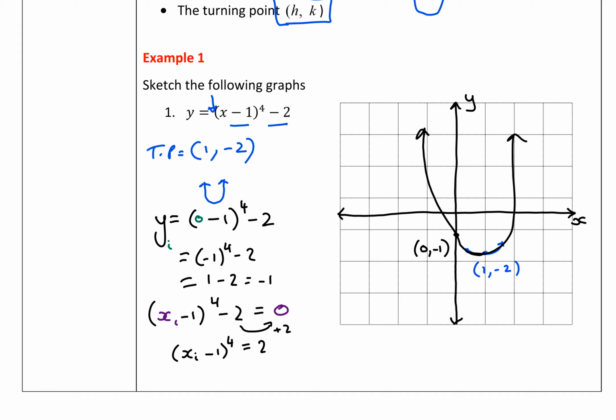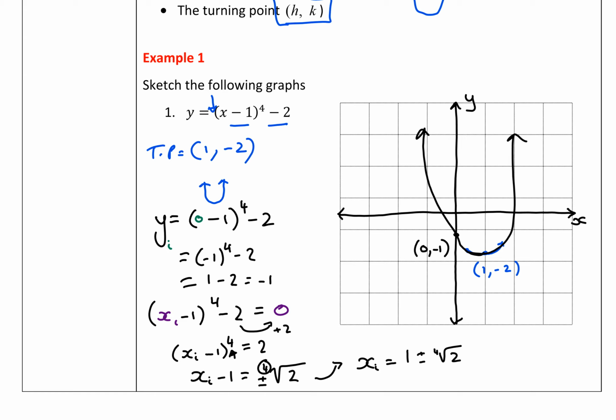Now the opposite of to the power of 4, the way I'll get rid of that is I'll raise both sides to the power of a quarter. That is, I'm taking the fourth root of both sides. So this is the fourth root of 2. Now, because we've got an even root, we'll think of this as both plus or minus the fourth root of 2. And so finally, my x-intercepts are 1 plus or minus the fourth root of 2.